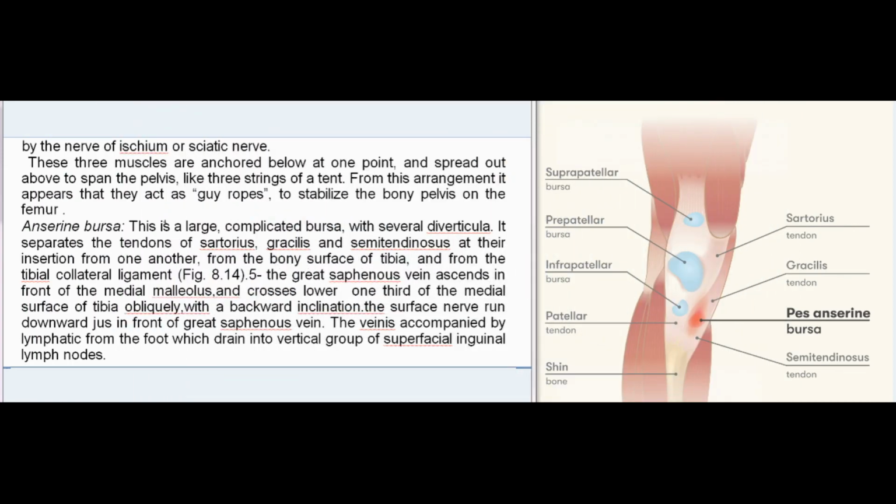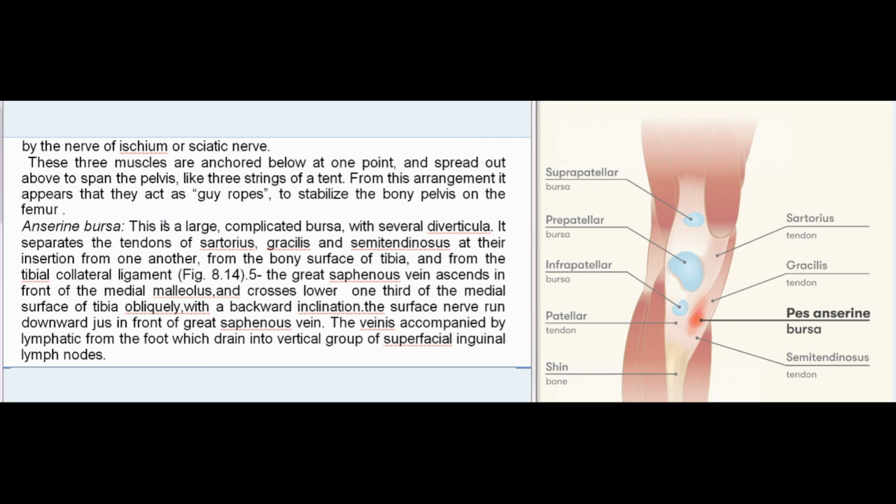These three muscles are anchored below at one point, and spread out above to span the pelvis, like three strings of a tent. From this arrangement it appears that they act as guy ropes, to stabilize the bony pelvis on the femur. Pes anserine bursa: this is a large, complicated bursa, with several diverticula. It separates the tendons of sartorius, gracilis, and semitendinosus at their insertion from one another, from the bony surface of the tibia, and from the tibial collateral ligament.